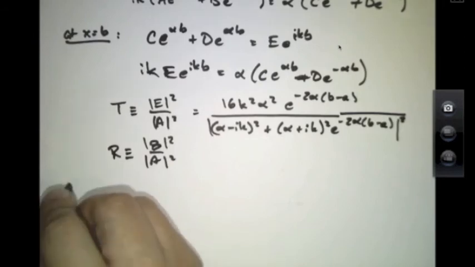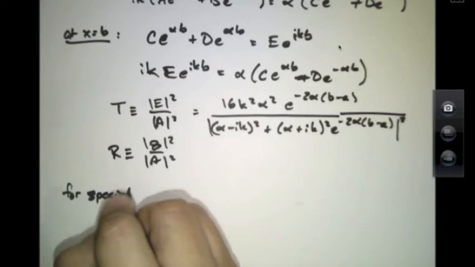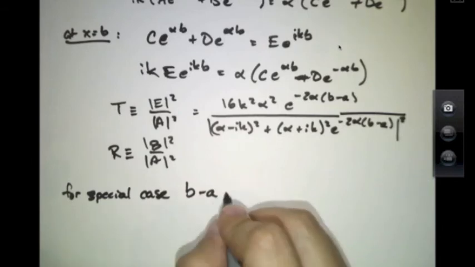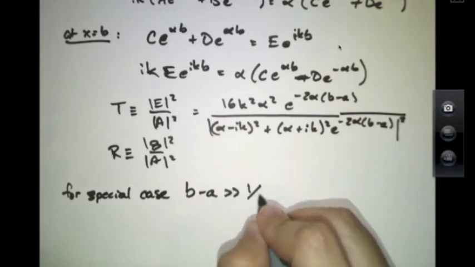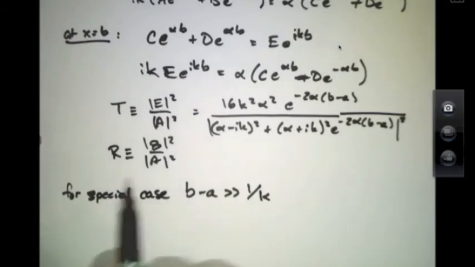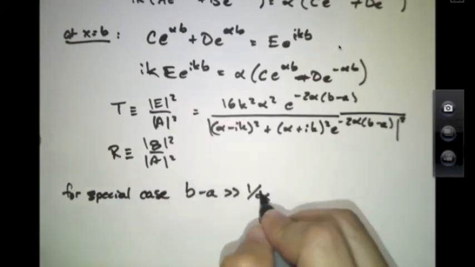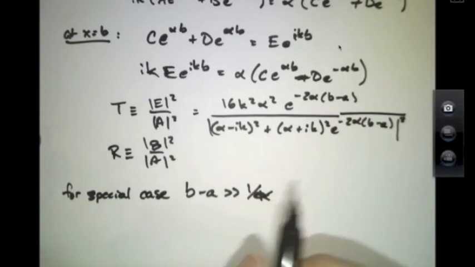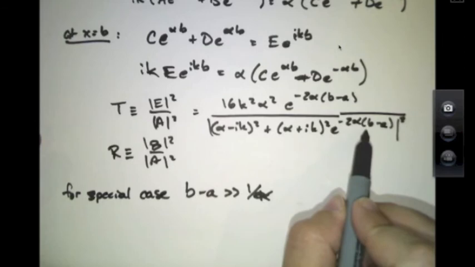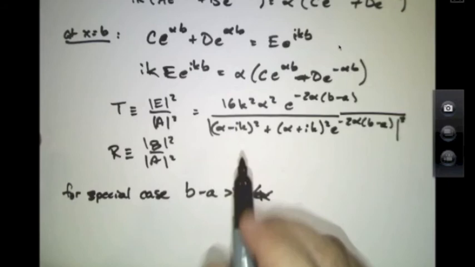There are some simplifications of this formula that are relevant in certain limited cases. For example, if b minus a is particularly big, and by particularly big we mean much larger than 1 over k, so there's a lot of exponential damping, 1 over alpha. Then in this case, the second term here is approximately going to be 0. And so I have the first term divided by the second term.